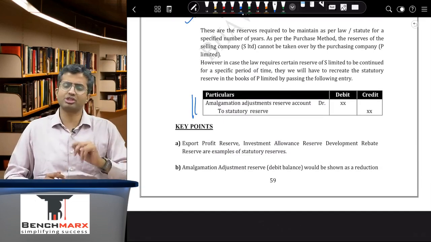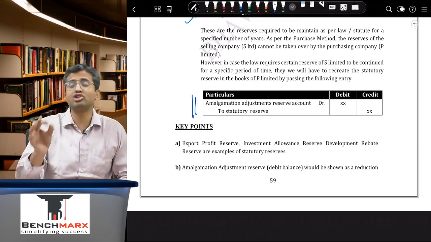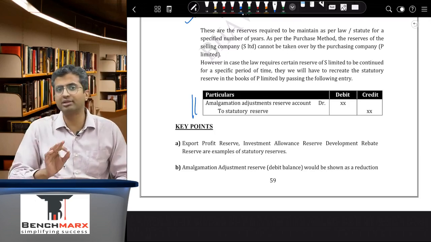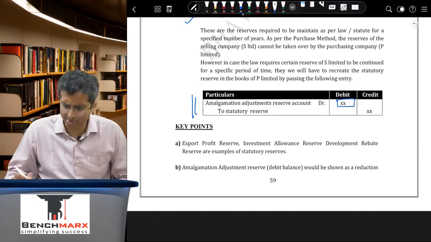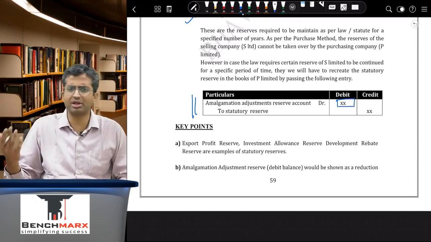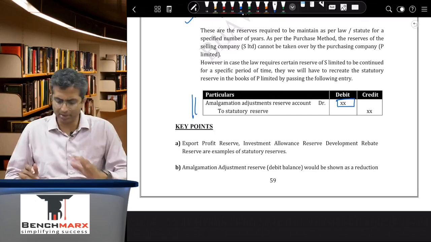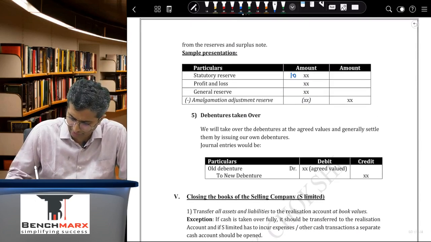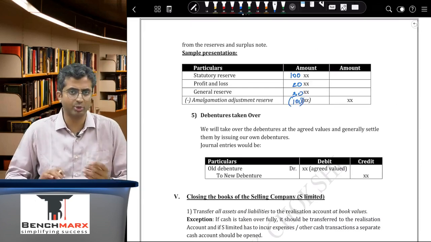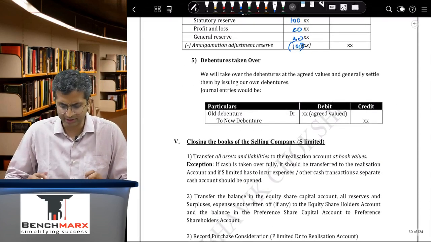Where will the amalgamation adjustment reserve appear? In the Schedule 3 balance sheet, it will appear along with the reserves and surplus only. Sir, but it has a debit balance. Yes, sometimes even profit and loss can have a debit balance, in which case you show it as a negative number. So in a similar way, over here you will show it as a negative number, like a statutory reserve of 100, P&L let us say of 20, general reserve of 30, let us assume is there, less 100. This is how it will appear in your Schedule 3 balance sheet.